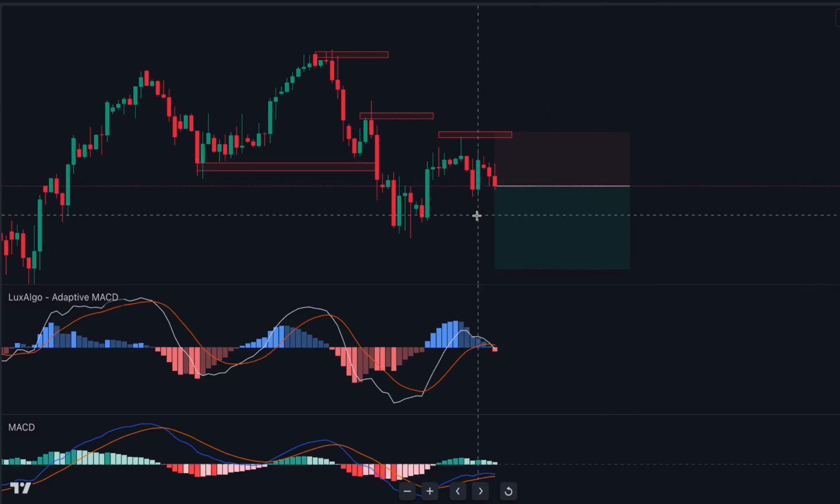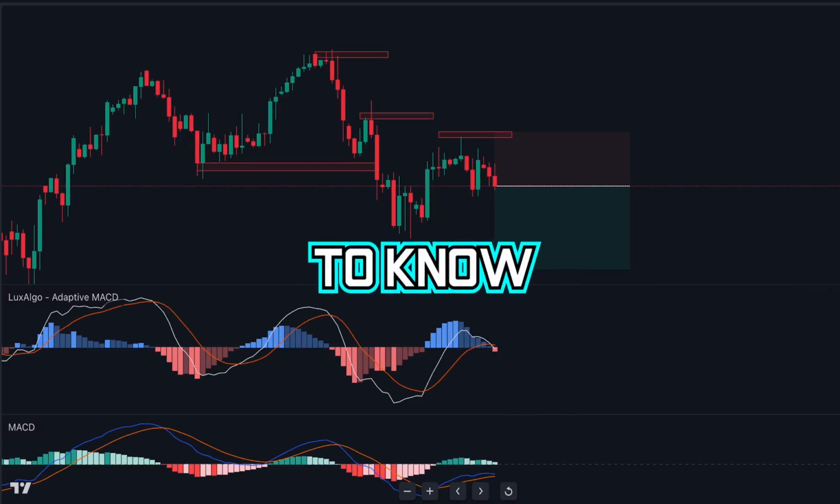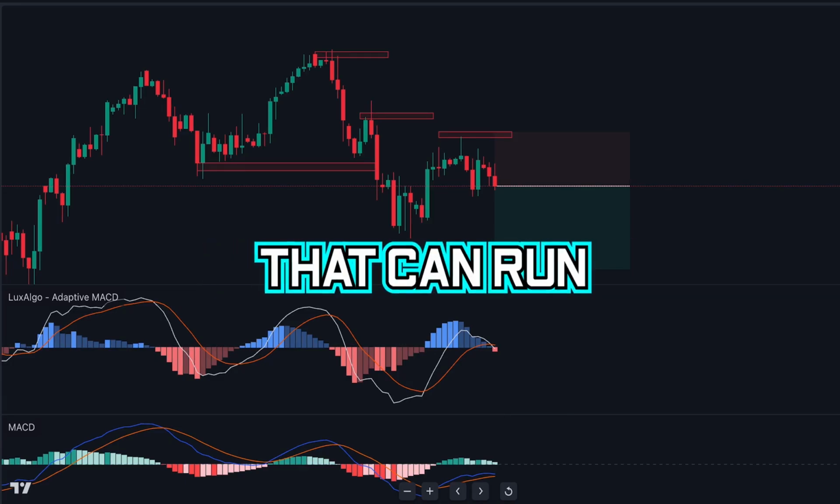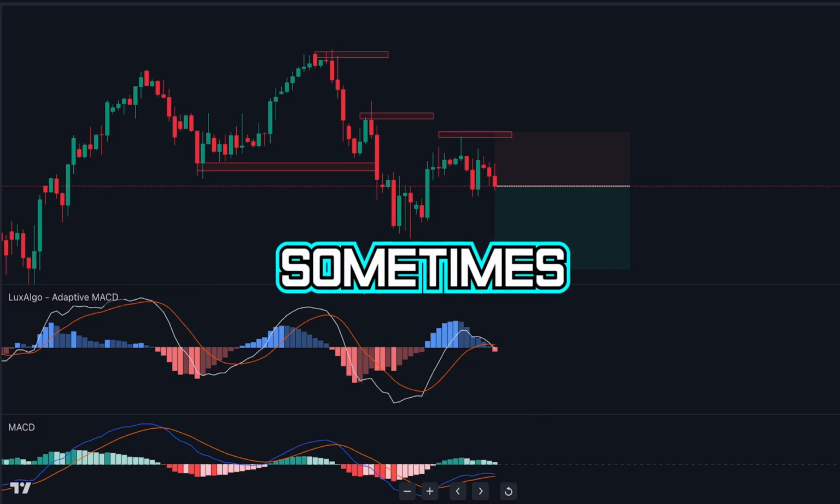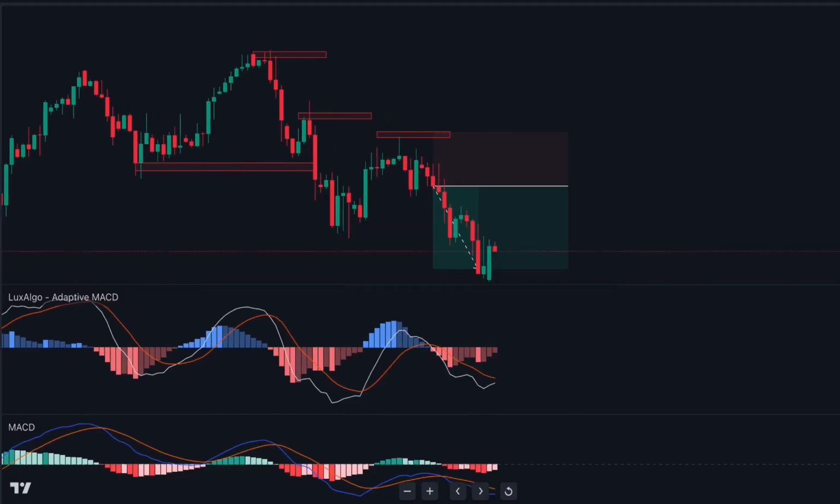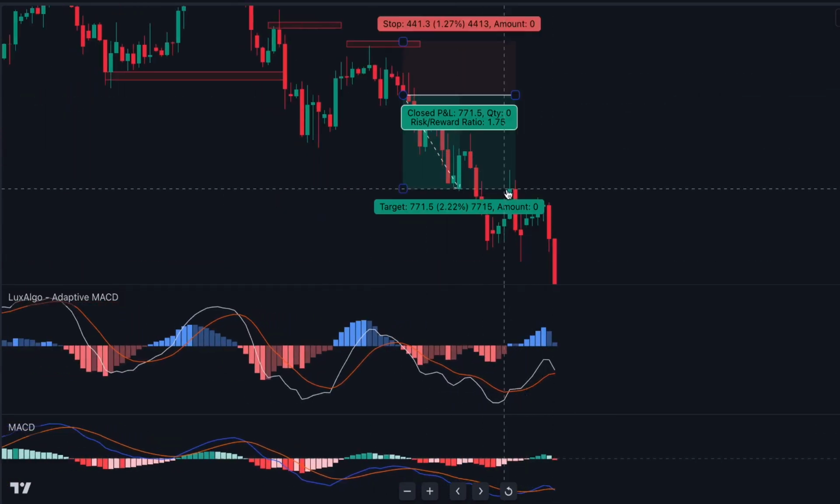Now that we have an entry and a stop, we can target the low of the downtrend, or we can use the MACD to know when to exit the trade. I would recommend using the MACD to know when to exit the trade, as this will allow you to have a dynamic take profit that can run into deep gains and can sometimes result in high risk to reward trades. So let's execute, and as you can see, the trade ran very nicely.